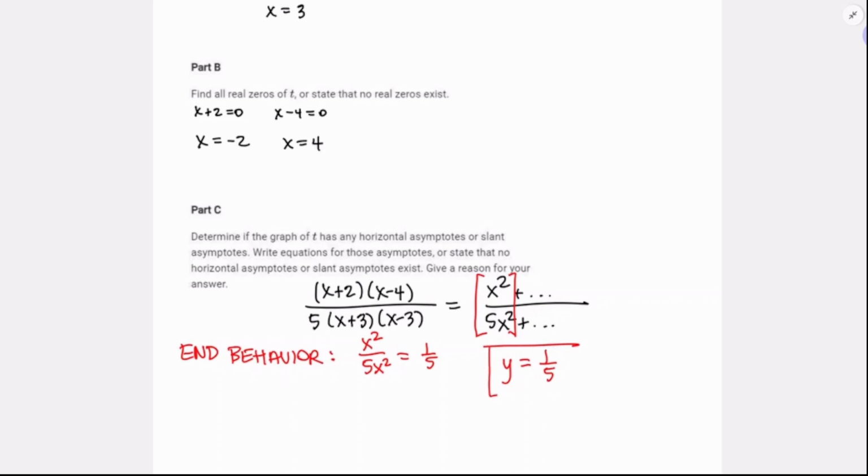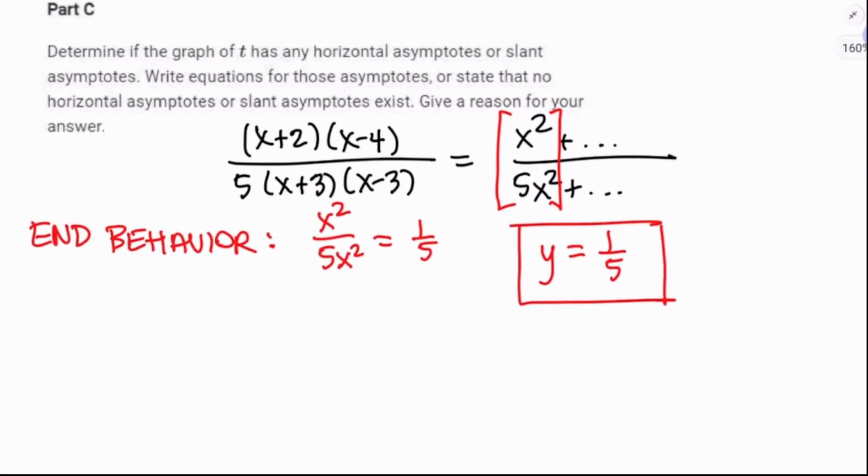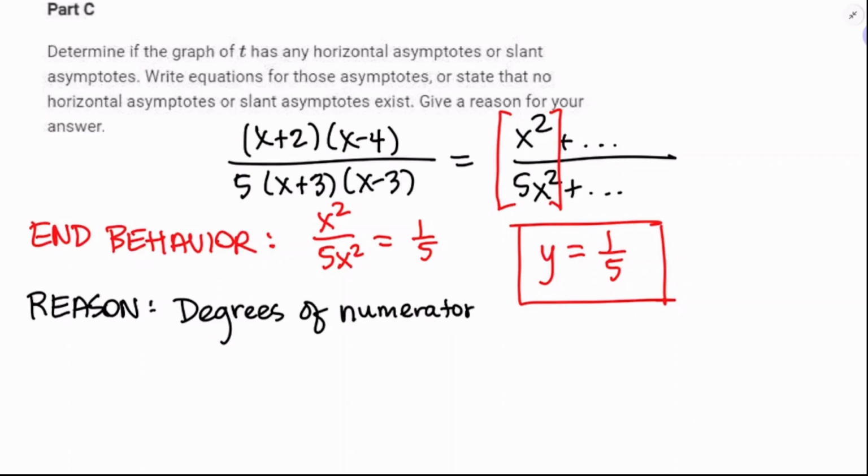The reason for my answer, I don't know. I know what they want in AP Calculus, but we've never seen how they score it for AP Pre-Calc because we've never taken AP Pre-Calc before. And if I wasn't sure and I wanted to make sure I got the credit, I would say my reason is the degree of numerator and denominator are equal.